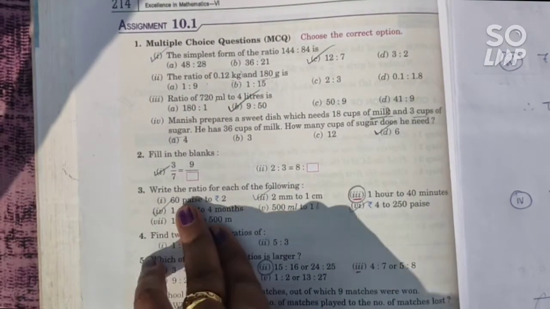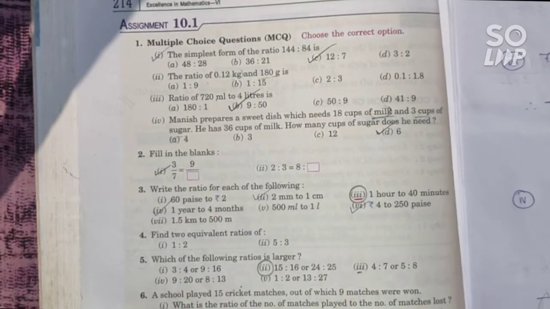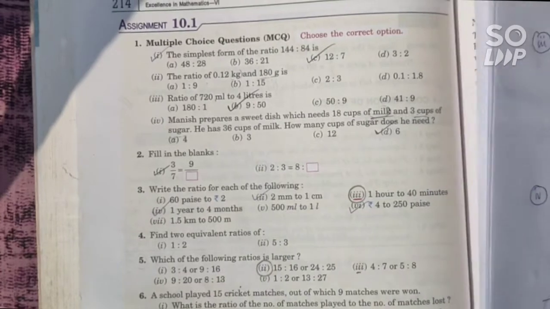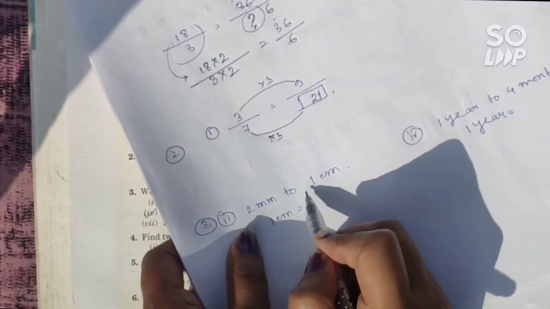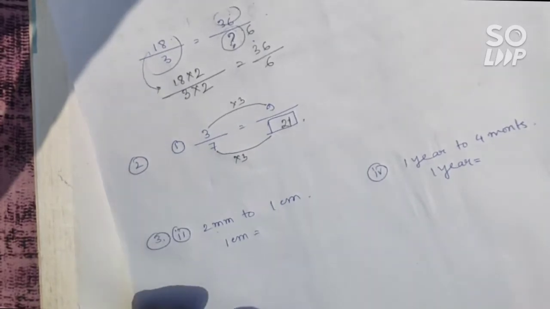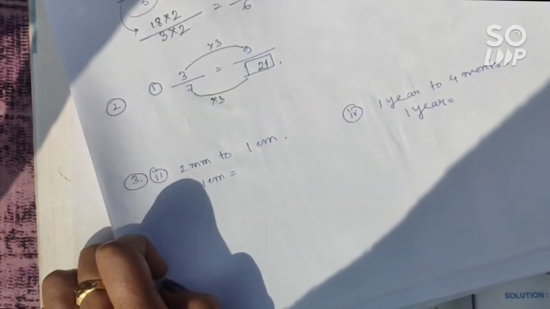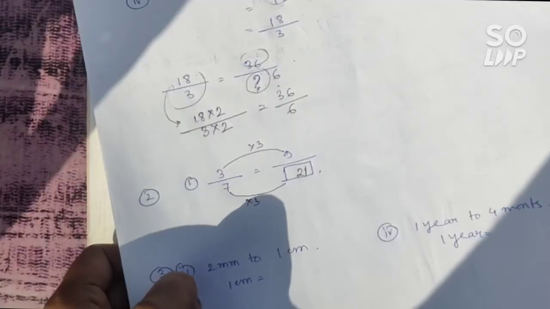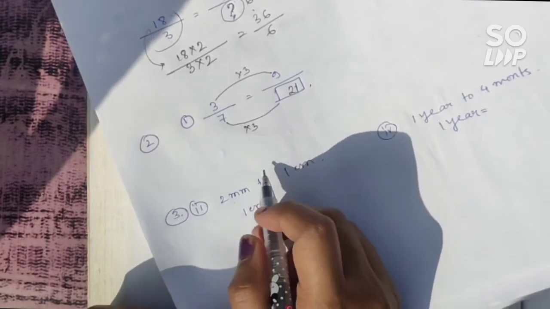Next question number 3. Write the ratio for each of the following. Question number 3: 2 millimeter to 1 centimeter. Both of these are in different units. So first of all you have to make the same unit. So 2 millimeter to 1 centimeter.